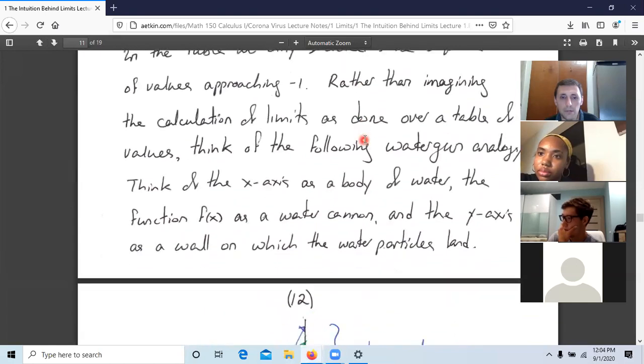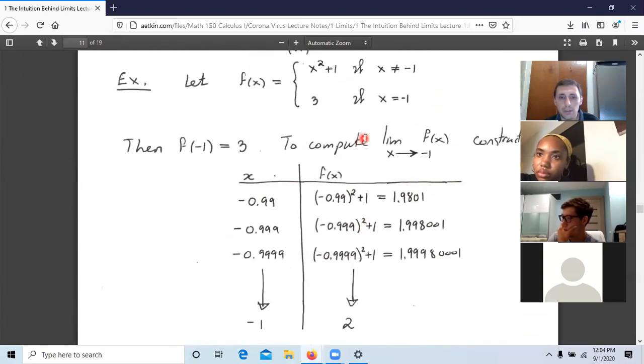So that's a table way of thinking about it. I will explain what the limit is more generally, but I think today we are out of time. It's already 12:04. We are done at 12:05.